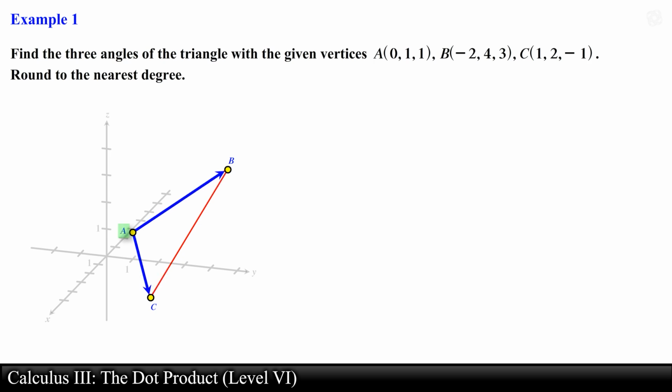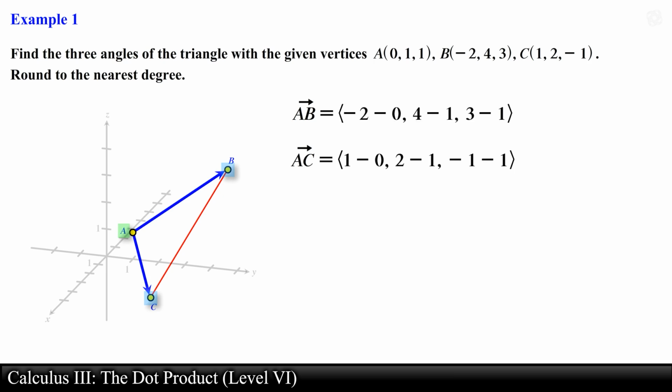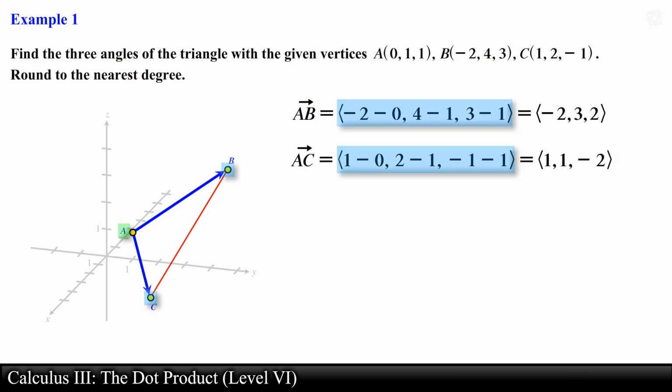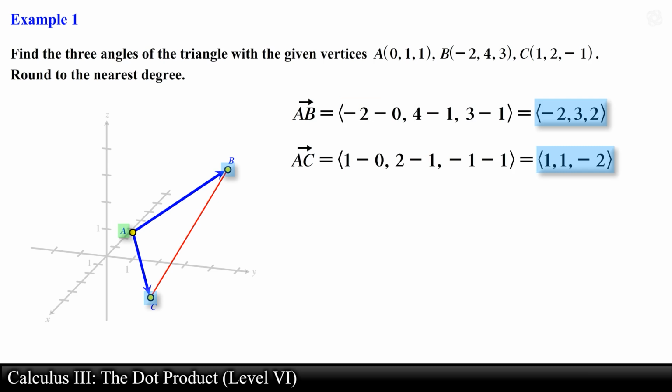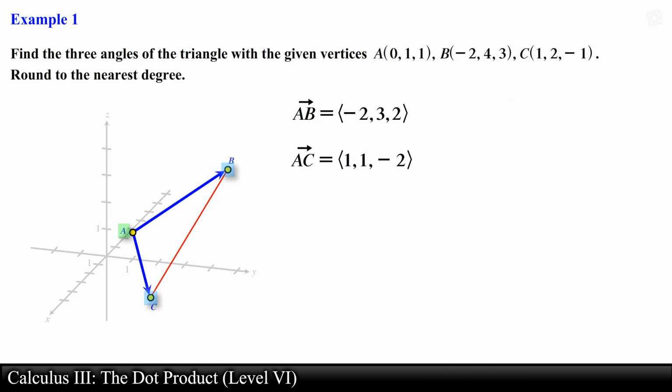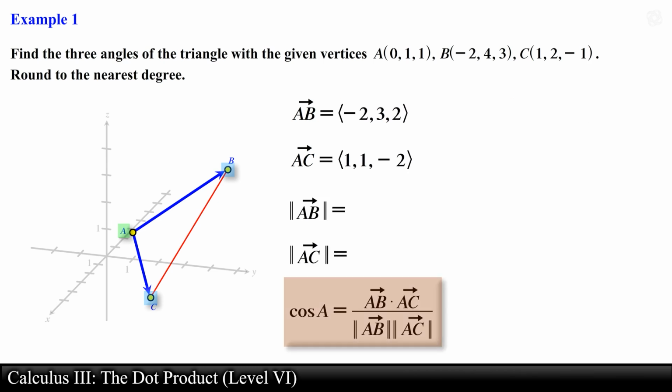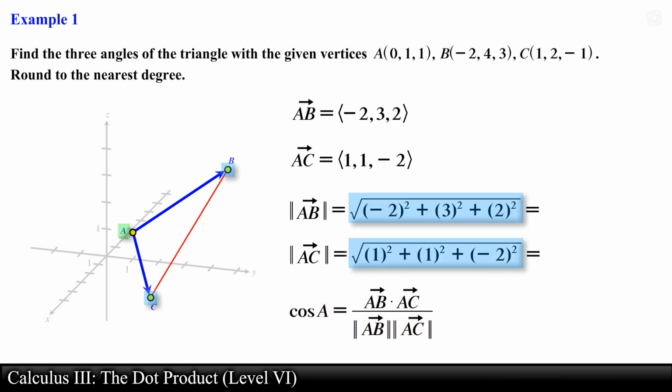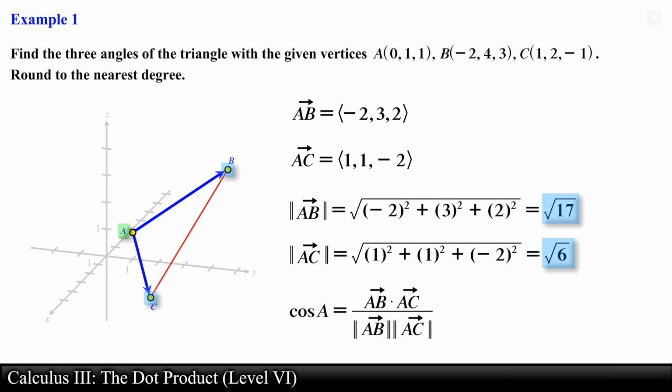Let's start with angle A. This angle is formed by vector AB and vector AC. So we're going to use the points and use them to find the component form of each vector. Carrying out the subtraction, we obtain the following for the components of vector AB and AC, respectively. Next, let's go ahead and find the magnitude of each vector. We will need them when we make use of the geometric definition of the dot product. Computing the magnitude of each vector, we obtain the following values.